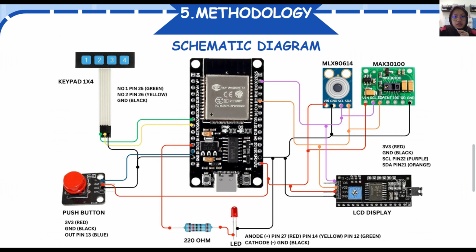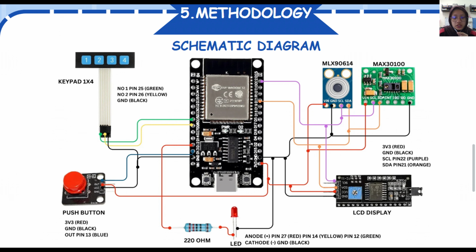Next, for the interaction, a push button is included, which allows the user to manually trigger the health check or send an emergency alert if they are feeling unwell. And this start button is used if the user wants to start the process. Next, we also have the 1x4 membrane keypad that allows for user input.